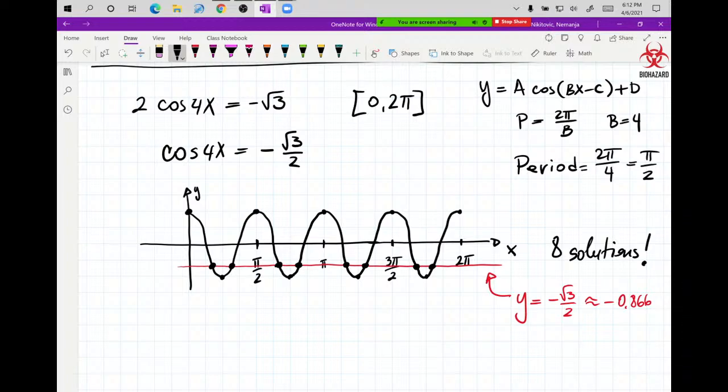So these are the 8. These are the black dots. Those are the solutions, and we're going to find the first two. We're going to find the first two solutions, and then after that we're going to find the rest. Okay.